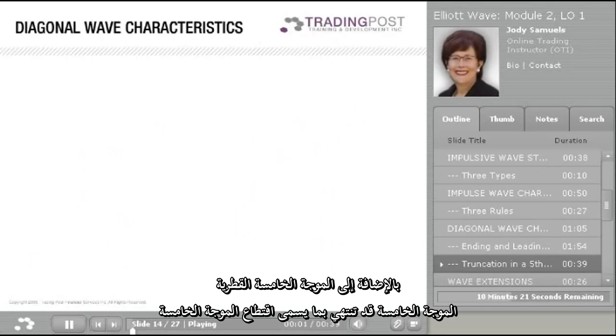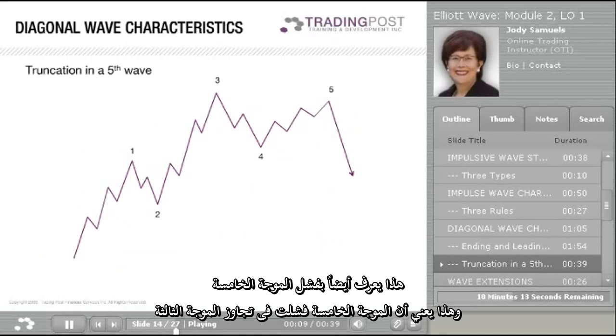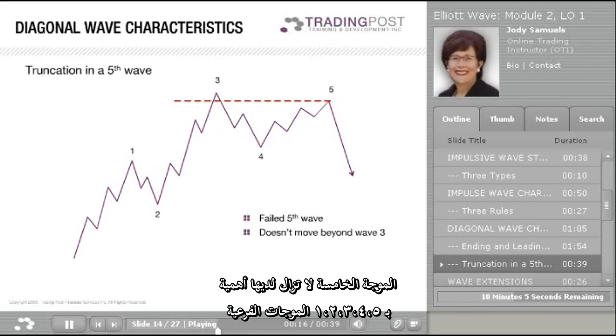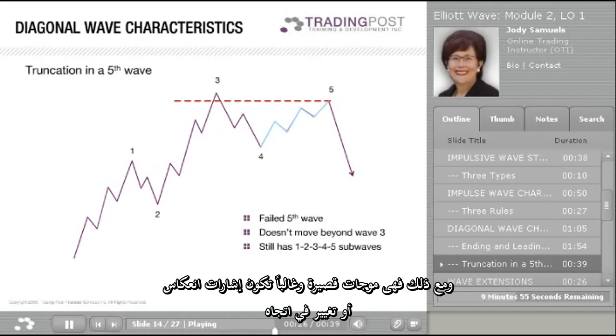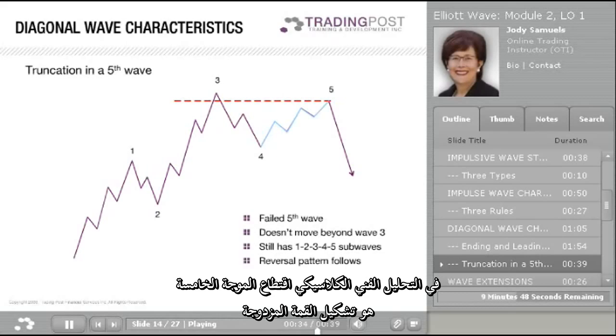In addition to a diagonal 5th wave, the 5th wave may end in what is called a truncated wave 5. It is otherwise known as a failed 5th wave. This means that wave 5 fails to move beyond wave 3. The 5th wave still has the necessary 1, 2, 3, 4, 5 subwaves within a 5-3-5-3-5 internal structure, and the rules still apply. However, it is a short wave and usually signals a reversal pattern or a change in direction.